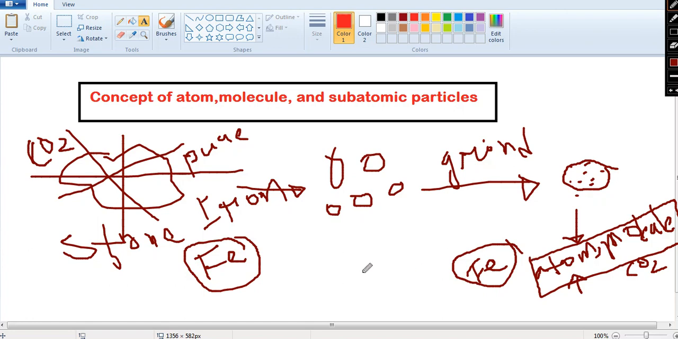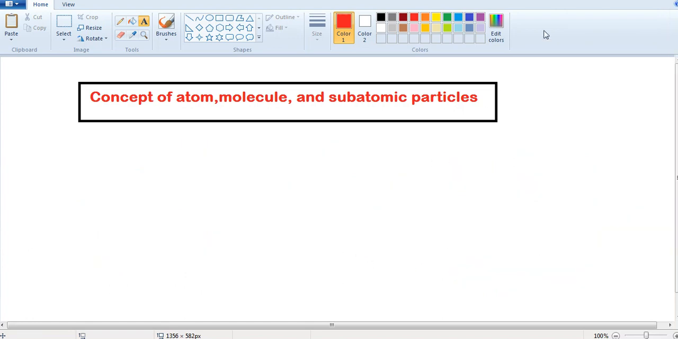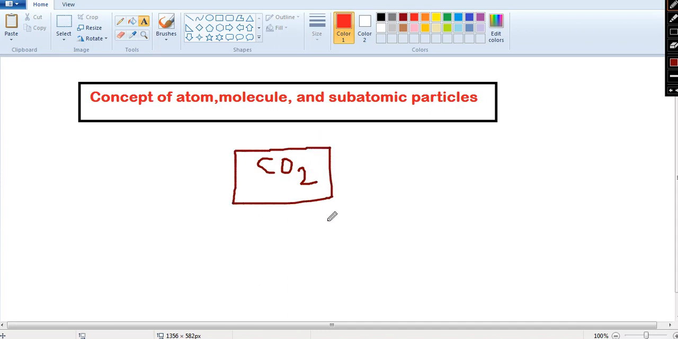Now what would happen, suppose I start with a single molecule of CO2. So this is the smallest unit of CO2 which can exist in nature. But when CO2 takes part in a chemical reaction, then what happens?